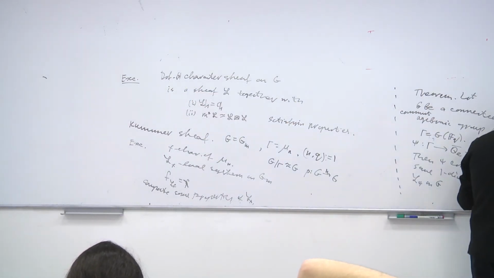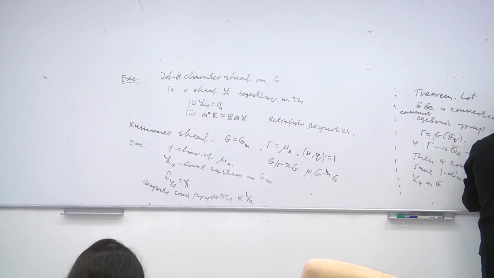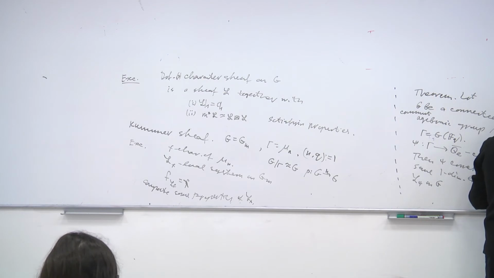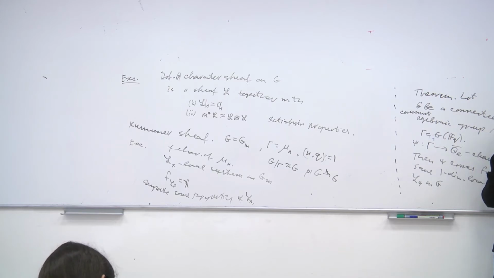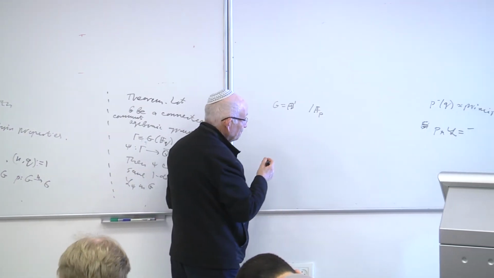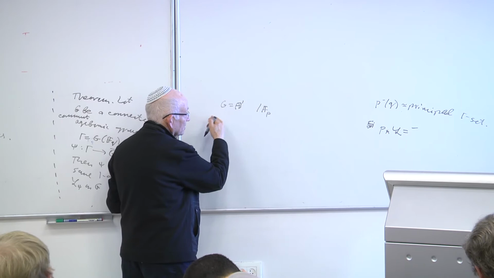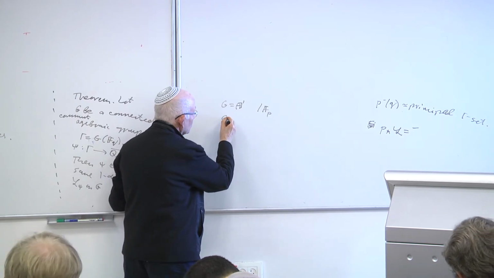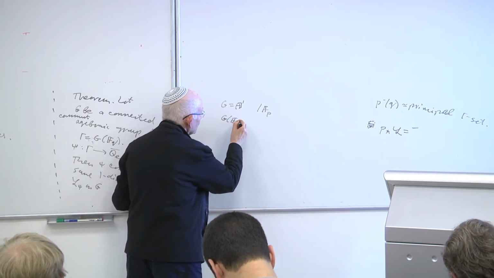So I will consider another example. Let me consider the case of G equal to A1 over F_p. For example, I can do it for arbitrary q, but let's do it here. So in this case, G of F_p is equal to F_p.